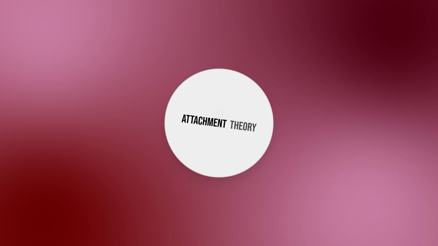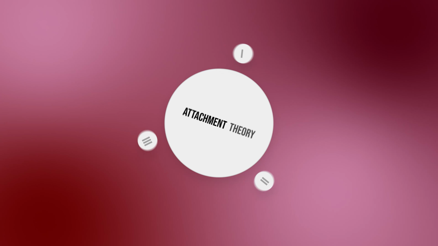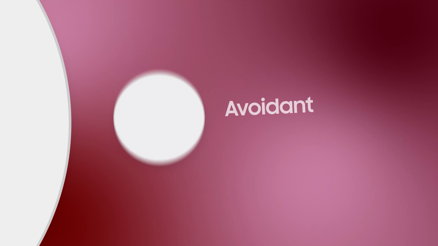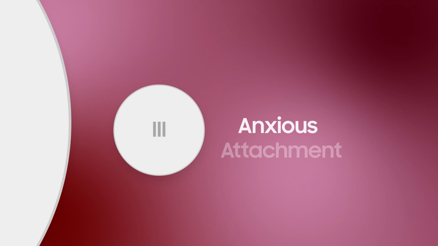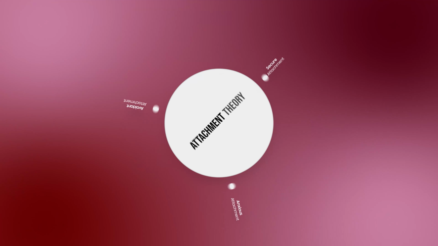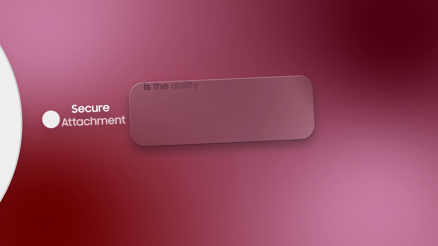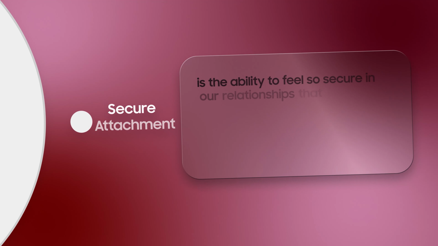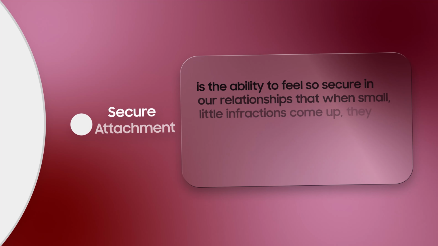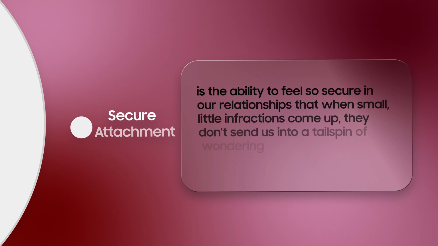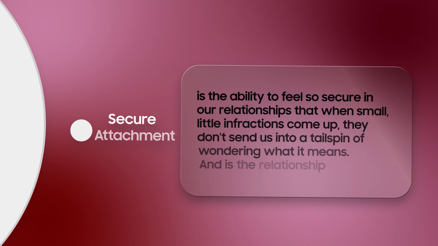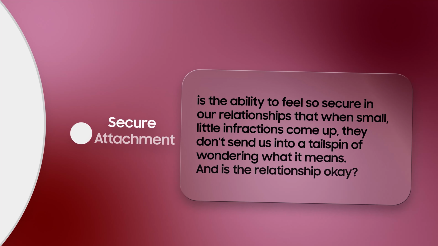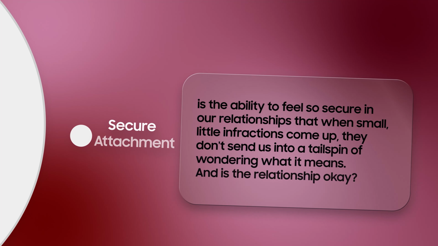And so there's several types of attachment theories, but I'm going to talk about the three most common ones here. One is secure attachment, one is avoidant attachment, and the other is anxious attachment. Secure attachment is the ability to feel so secure in our relationships that when small little infractions come up, they don't send us into a tailspin of wondering what it means and is the relationship okay.